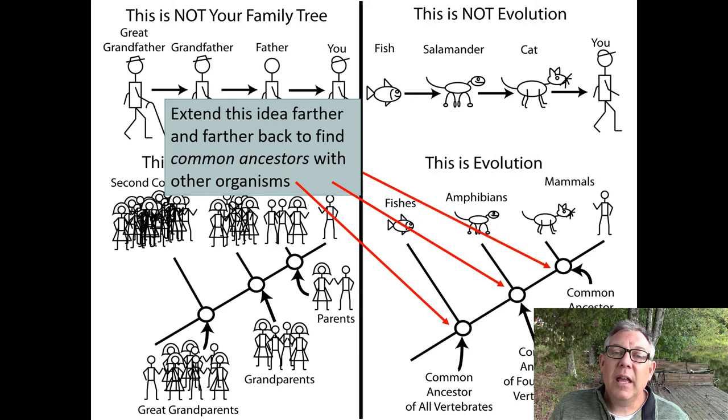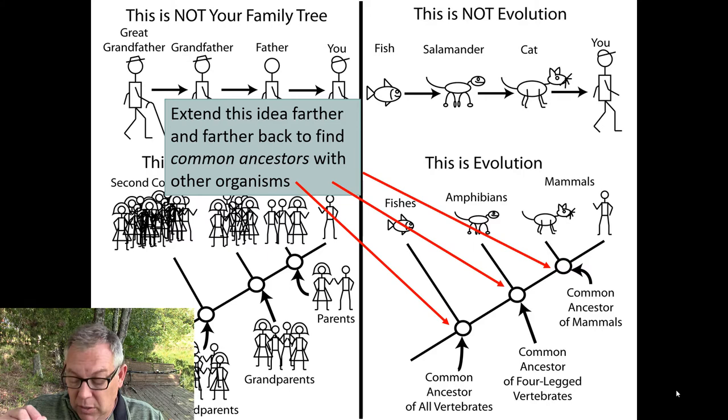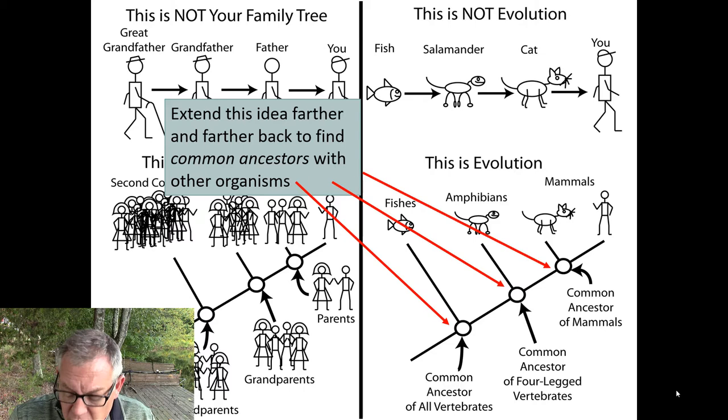Well, if you extend this idea way far back in time, you can start to see common ancestors not among your siblings and your cousins, but common ancestors among species. And now we're not talking 50 years, 100 years, 200 years. We're talking 50,000 years, 200,000 years, 200 million years, a billion years, 2 billion years. An unimaginably long time, but that's what the evidence shows.